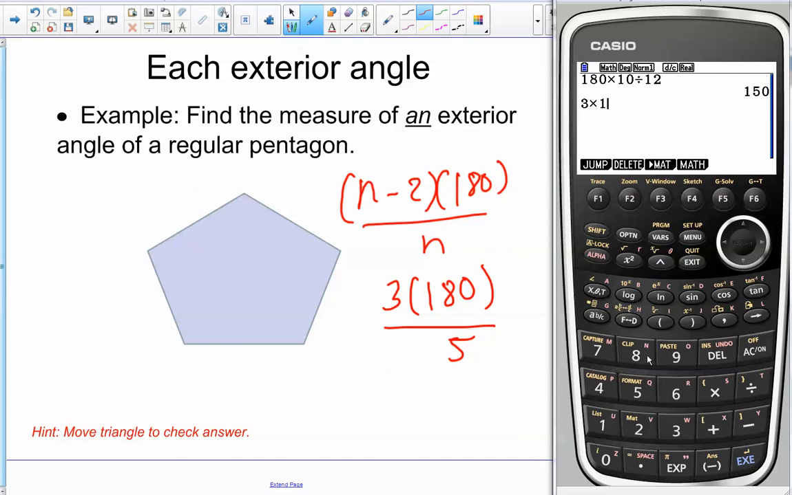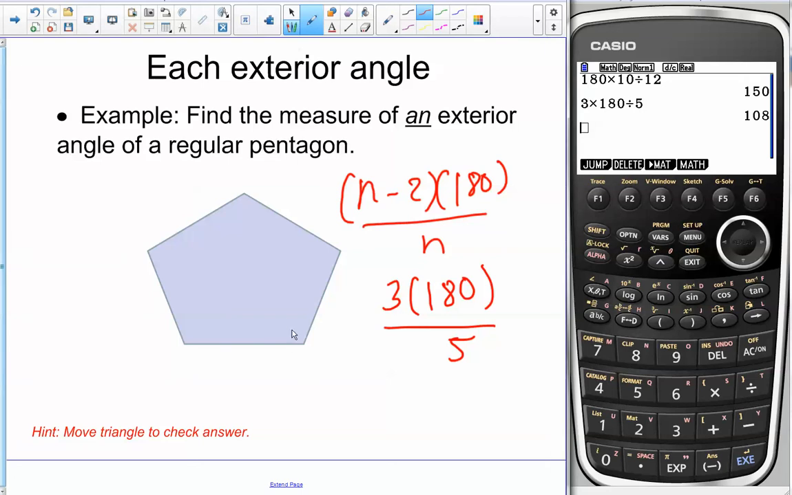3 times 180 divided by 5 gives me 108. So each one of these angles is 108, and so on. So the exterior is 72. They have to add up to 360. Good grief, my brain is turned off. It's Wednesday night. All right. So that's it. We're kind of done. 72. Let's get on to another example.